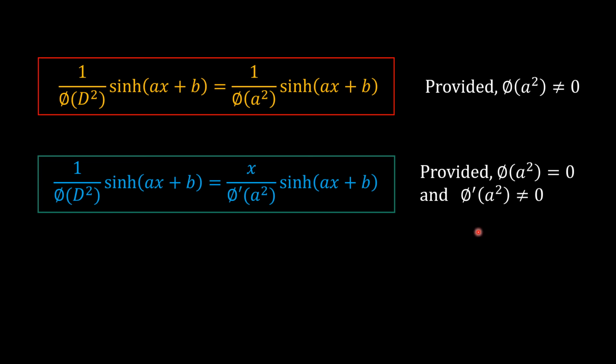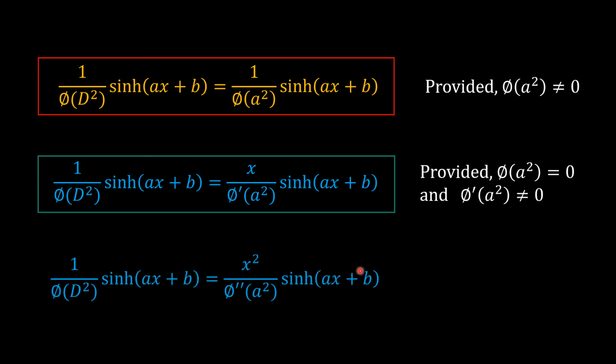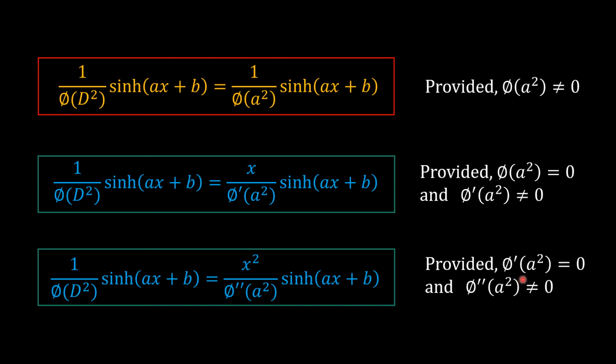Suppose if it is 0, then this will be the case of failure and the particular integral will be evaluated as 1 upon phi of d square sine hyperbolic of ax plus b is equal to x square divided by phi double dash of a square sine hyperbolic of ax plus b. So here we have to replace d square by a square in case of hyperbolic function, provided that the condition is: phi dash of a square is equal to 0 and phi double dash of a square is not equal to 0. Then only we are going to use this rule. So this is about the hyperbolic sine function.